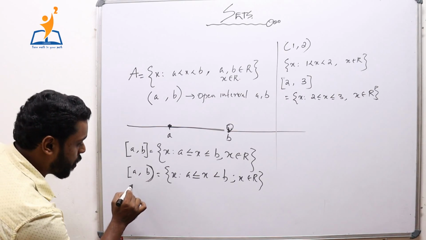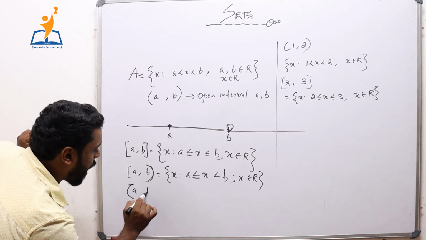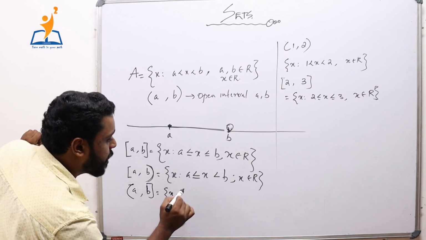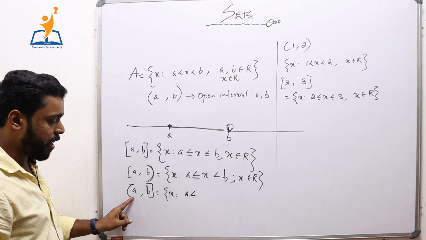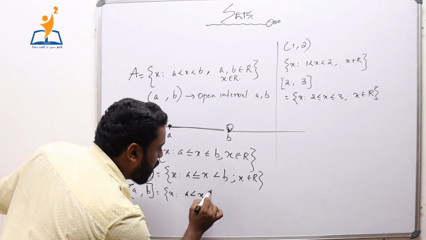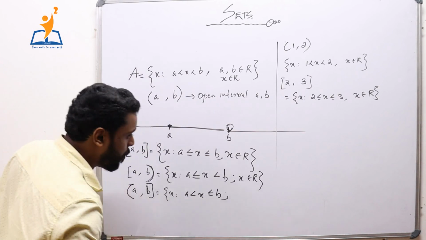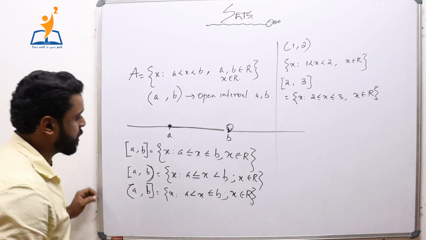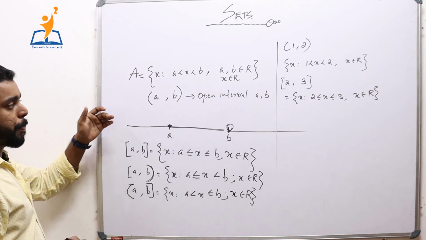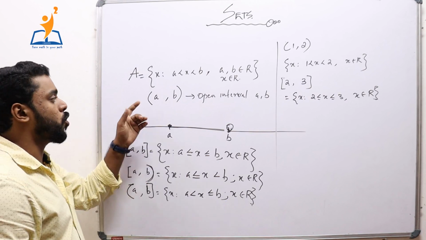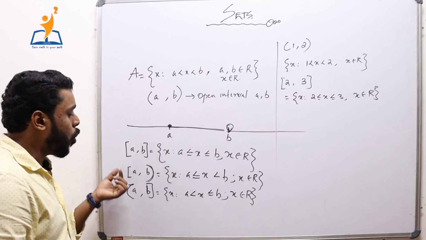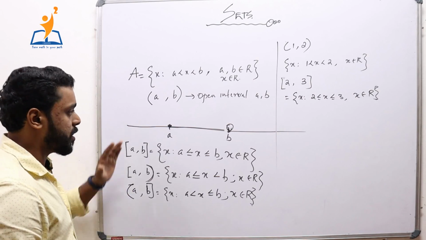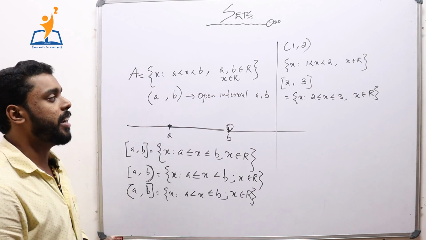Similarly, we can notate open A and closed B as the set of all x such that A is less than x, here it is open, less than or equal to B, and x is an element of the set of all real numbers. So this is the way of representing various types of intervals: open interval AB, closed interval AB, or closed A and open B, open A and closed B. So these are the various kinds of intervals.